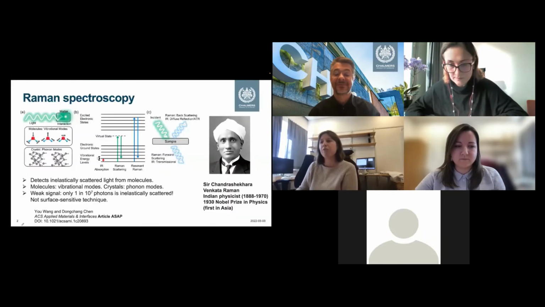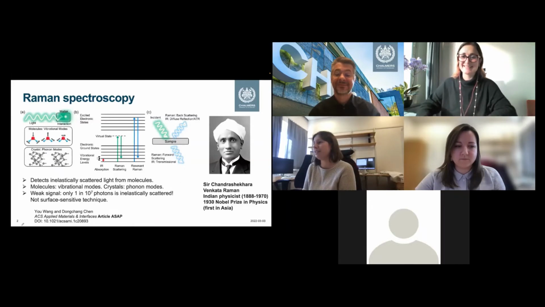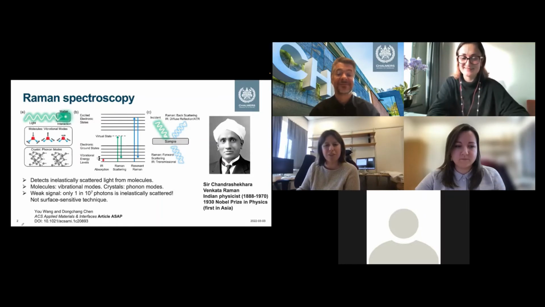Raman spectroscopy recently celebrated the anniversary of the Raman effect on the 28th of February. It was invented in 1928. The effect was discovered by Sir Chandrasekhara Venkata Raman, after whom the technique is called. He was an Indian physicist and was awarded the Nobel Prize in 1930 for his discovery, and he was actually the first person in Asia to receive this kind of prize.